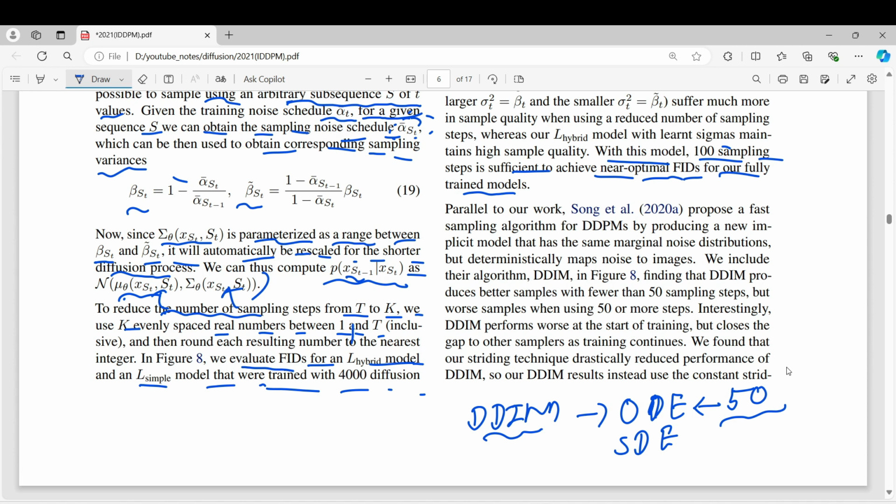So DDIM is something we are going to focus on, and it has some different properties also. We will discuss these properties later.